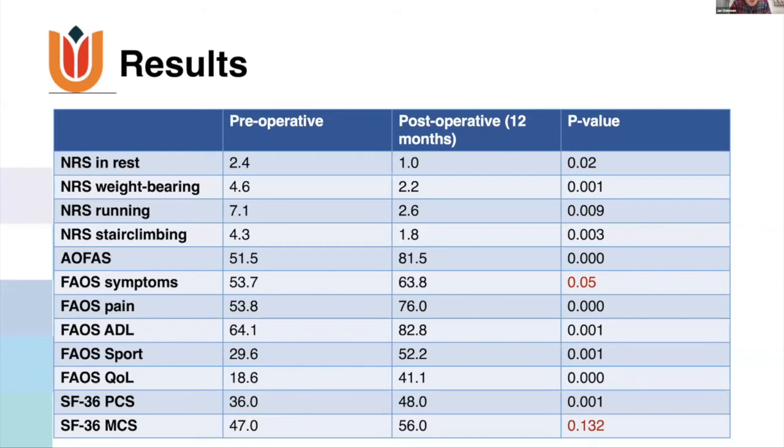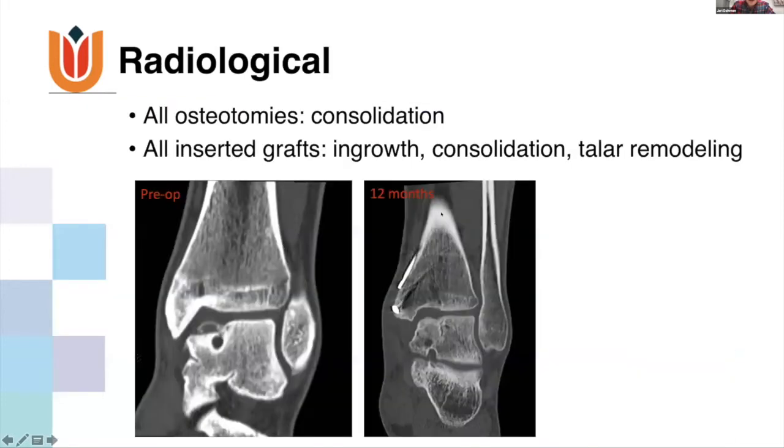And we see that this one improves from 5 to 2, and this one is significant as well. So all of the results are quite promising, we think. With regards to the FAOS symptoms and the SF-36, these are not significant yet, but that's also because of the low sample size presented here. Other than that, we see a great decrease in the NRS of running, going from 7 to 2.6.